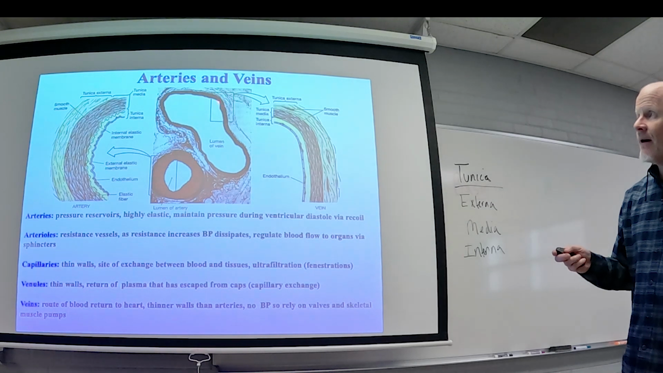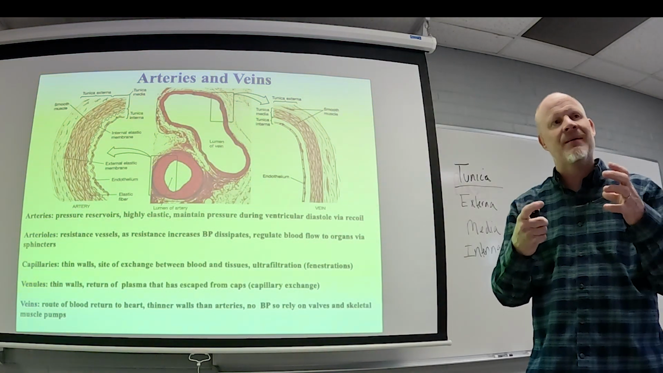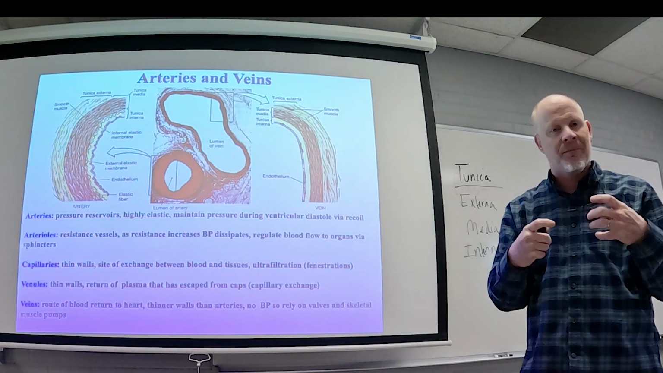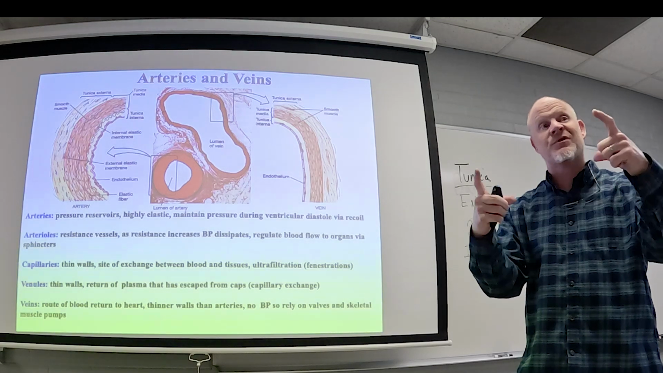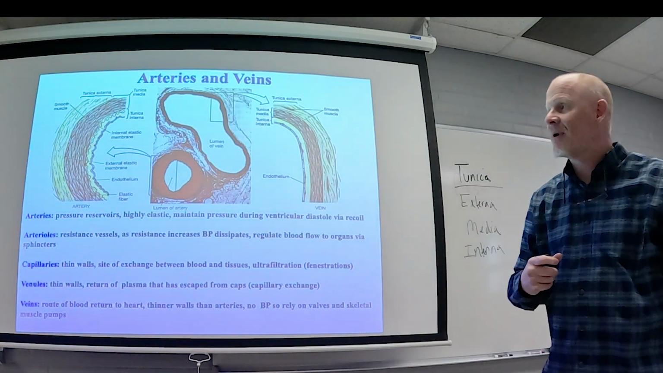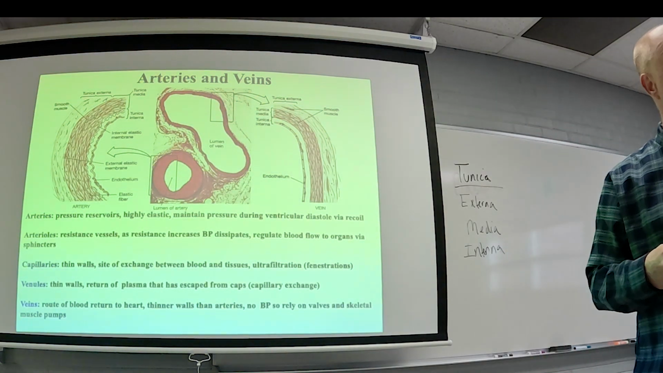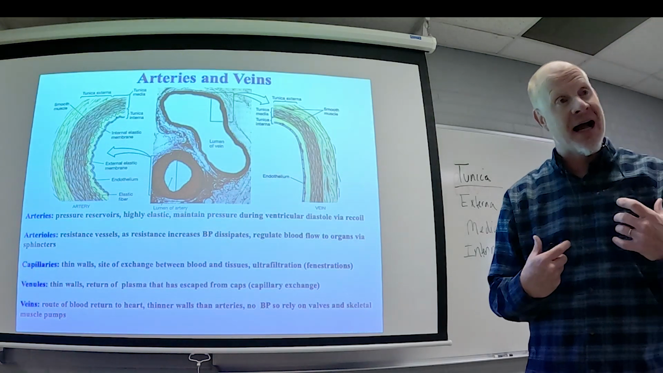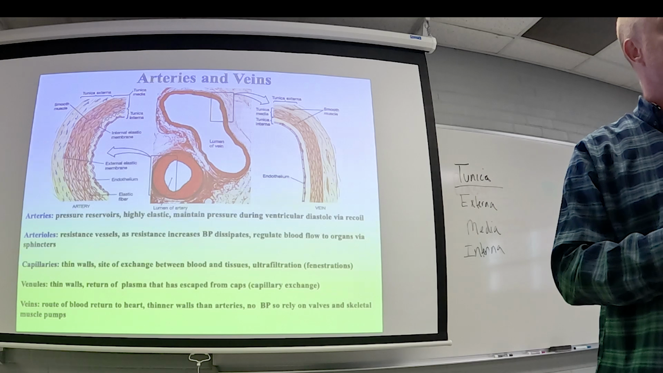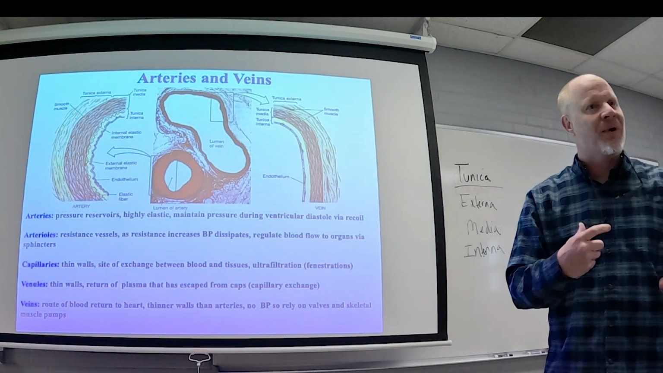Now, in a vein, the media is just really thin. And so it doesn't really have a great ability to maintain its shape and to prevent stretch if you put a big glob of blood in it. And it just can't really return back to its original shape. And so veins are actually known as blood reservoirs because at any one time, most of your blood is in the veins, right? They tend to pool blood or hold blood, a reservoir for blood.